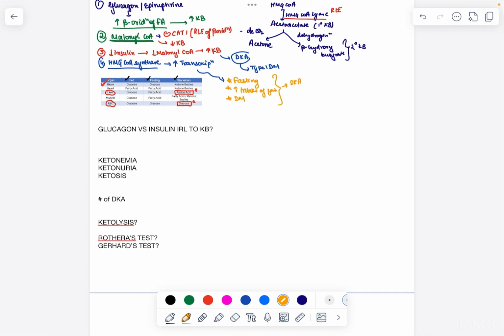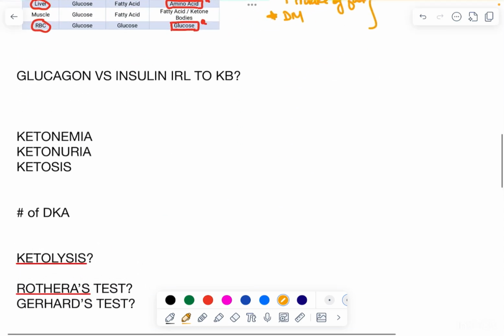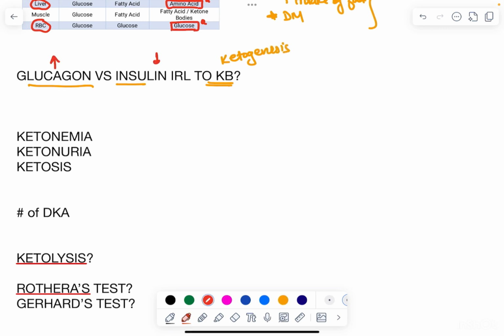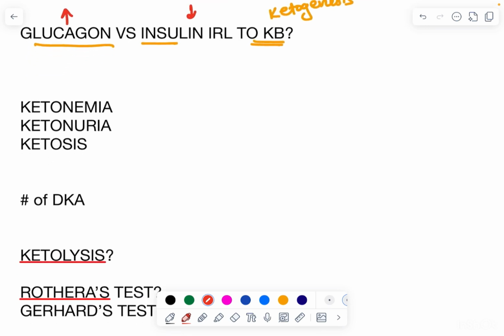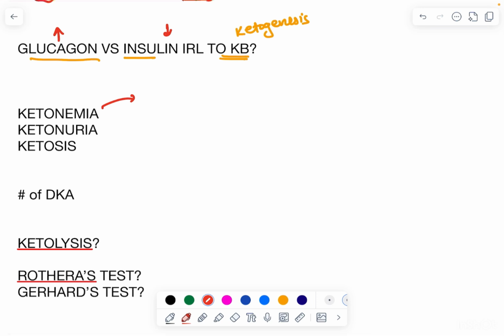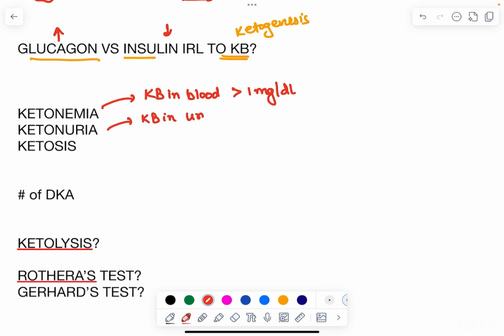All right, so if I now ask you what is the relationship of glucagon to ketone bodies, basically to ketogenesis, you will say glucagon increases ketogenesis, insulin decreases ketogenesis. Then coming on to ketonemia: this is ketone bodies in blood when the level exceeds 1 milligram per deciliter. Ketonuria is ketone bodies in urine.